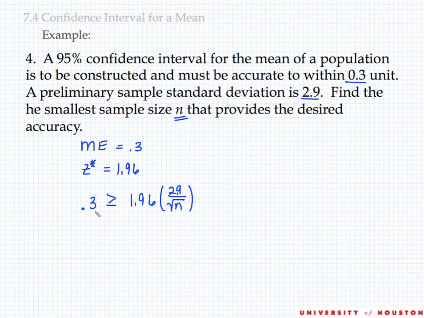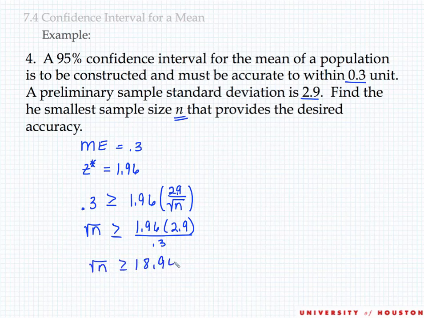Now I'm going to multiply the square root of n to the other side and divide the right side by 0.3. So that gives me the square root of n has to be greater than or equal to 18.9467, and I square both sides, and I get that n has to be greater than or equal to 358.98. Now remember, this is a greater than or equal to, so we always round up. So our smallest sample size would be 359.